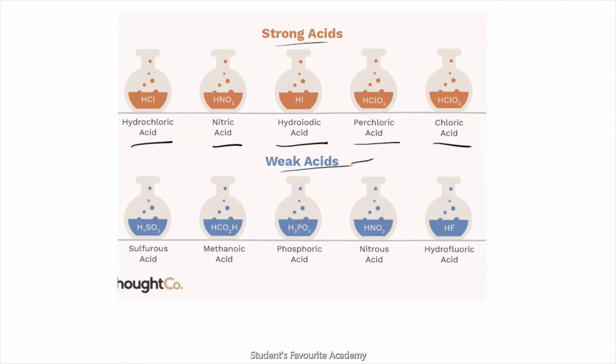So strong acids are those acids which undergo dissociation completely, meaning every molecule breaks up, forming H+ ions and thereby generating hydronium ions. Such acids are called strong acids, and acids which undergo partial dissociation and produce fewer hydronium ions are called weak acids. So these are the examples.